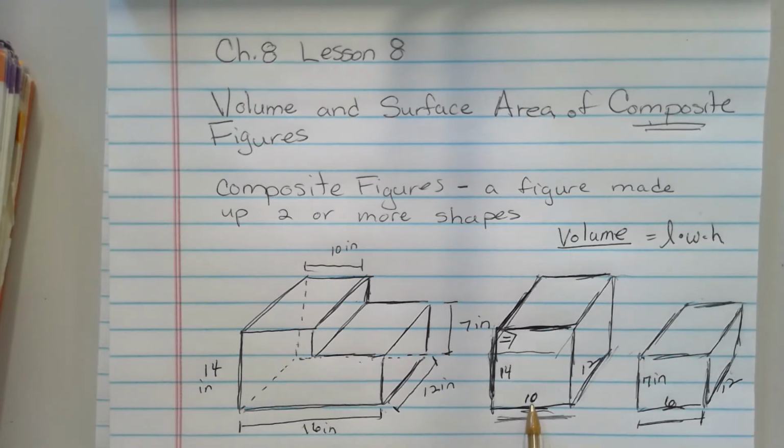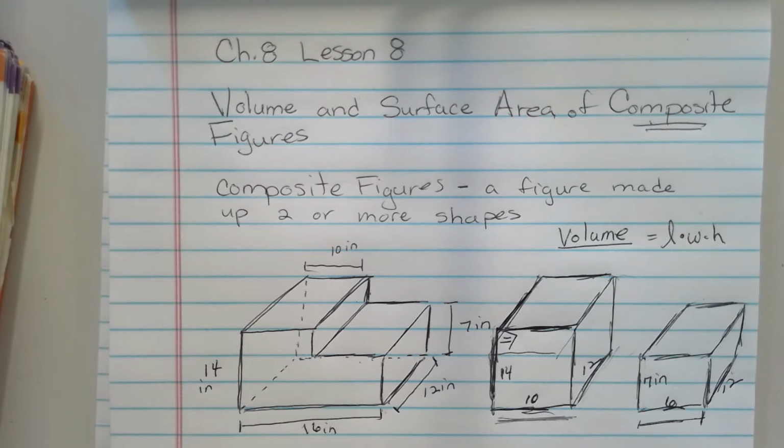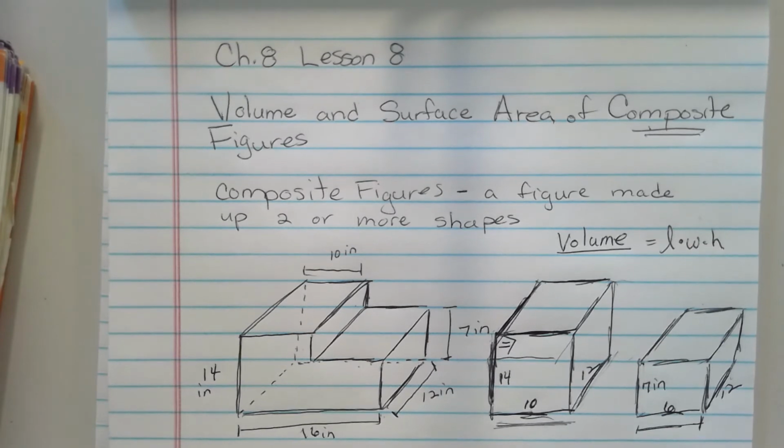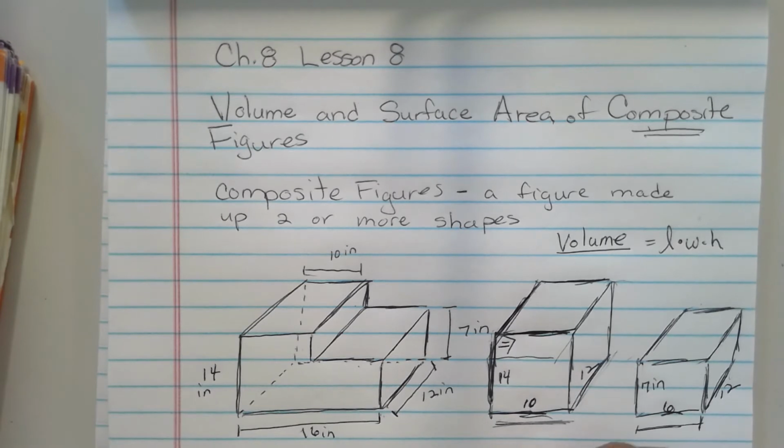So we could easily get the volume. 14 times 10 is 140. 140 times 12 is 1,680 cubic inches. But we're not done yet.